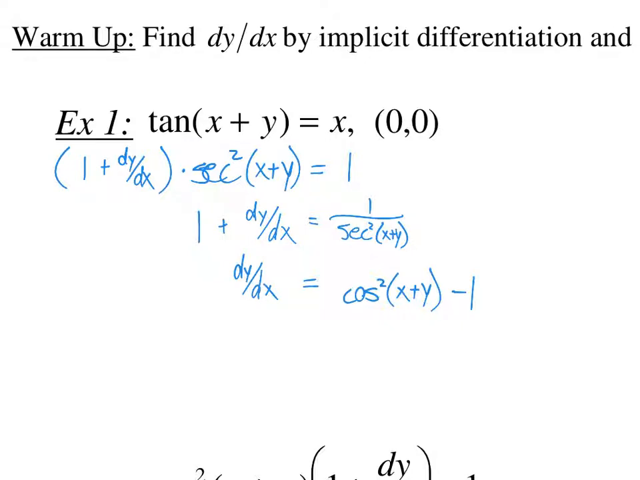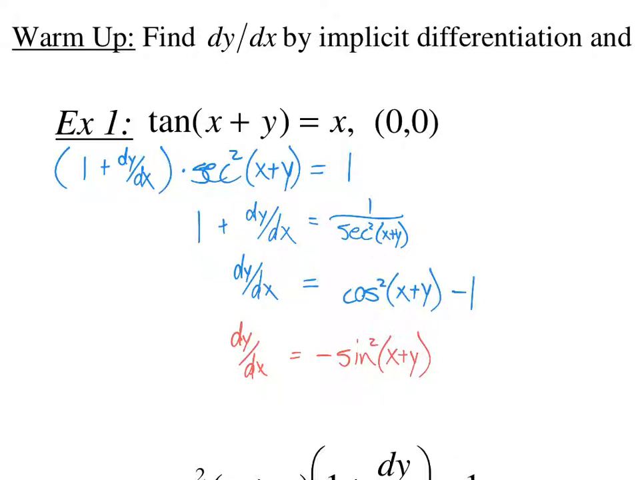By the way, what could we convert cosine squared of x plus y minus 1 into? Sine squared of x. Close. Negative sine squared. Negative sine squared, okay? dy dx, we could say here is a negative sine squared of x plus y. Okay?